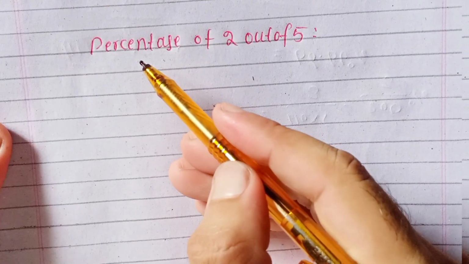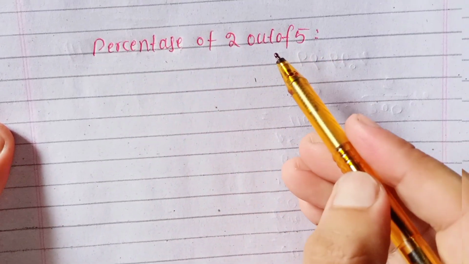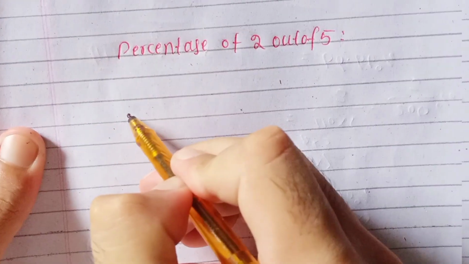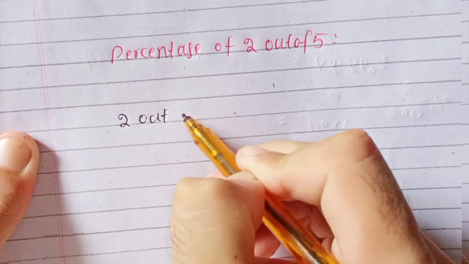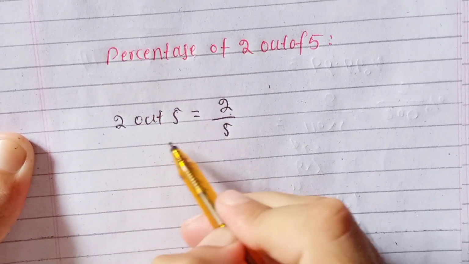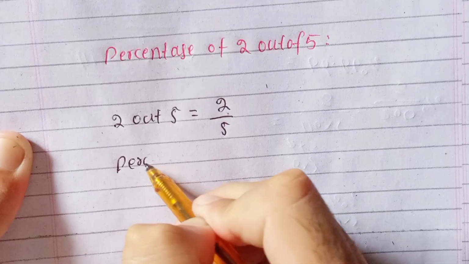And we have to calculate the percentage of 2 out of 5. What is the percentage of 2 out of 5? So 2 out of 5 can be written as 2 over 5. We have to find the percentage.